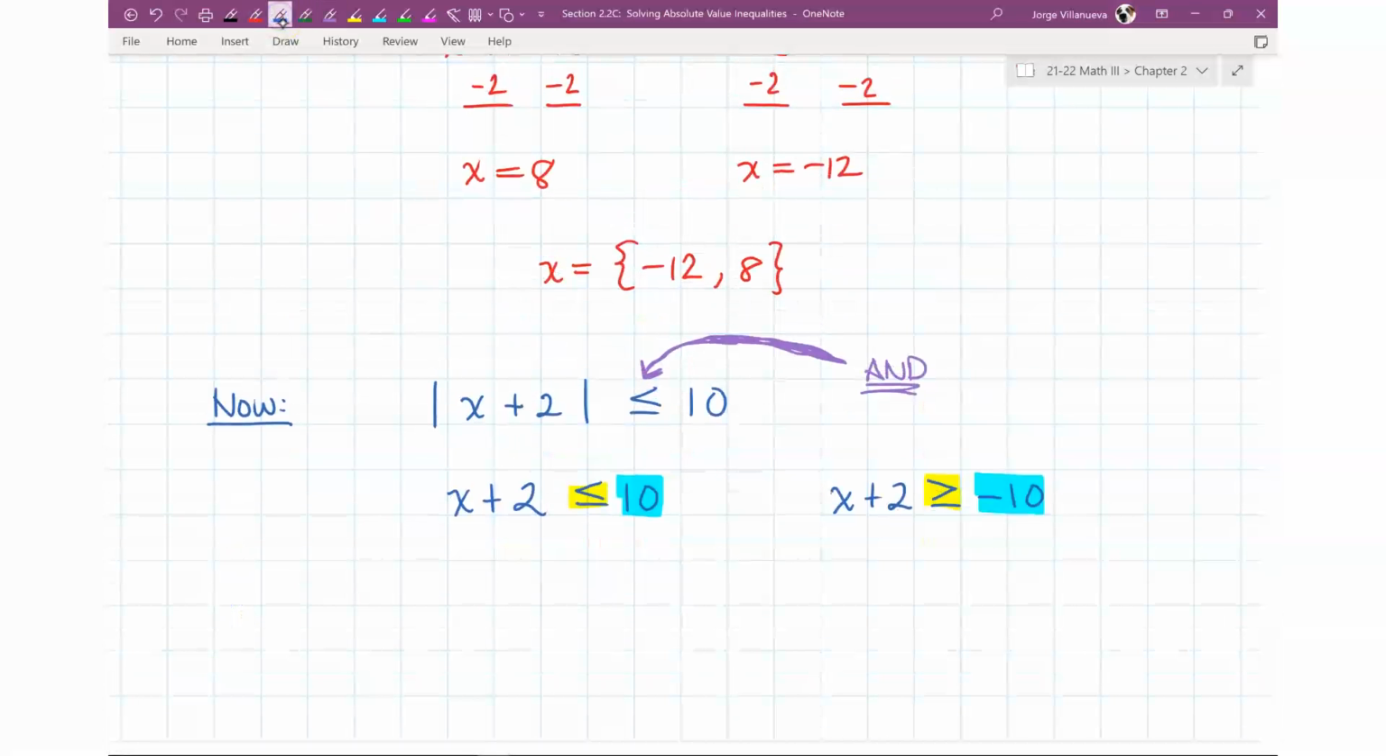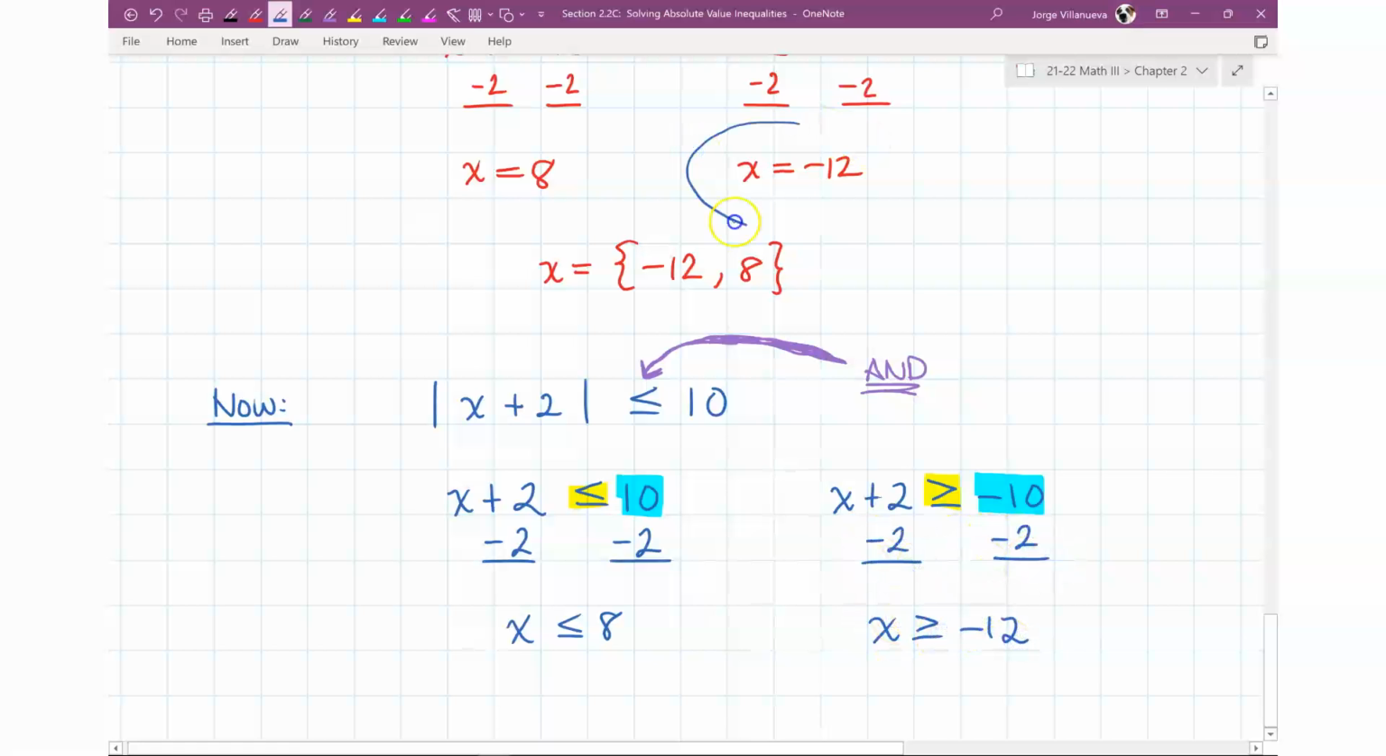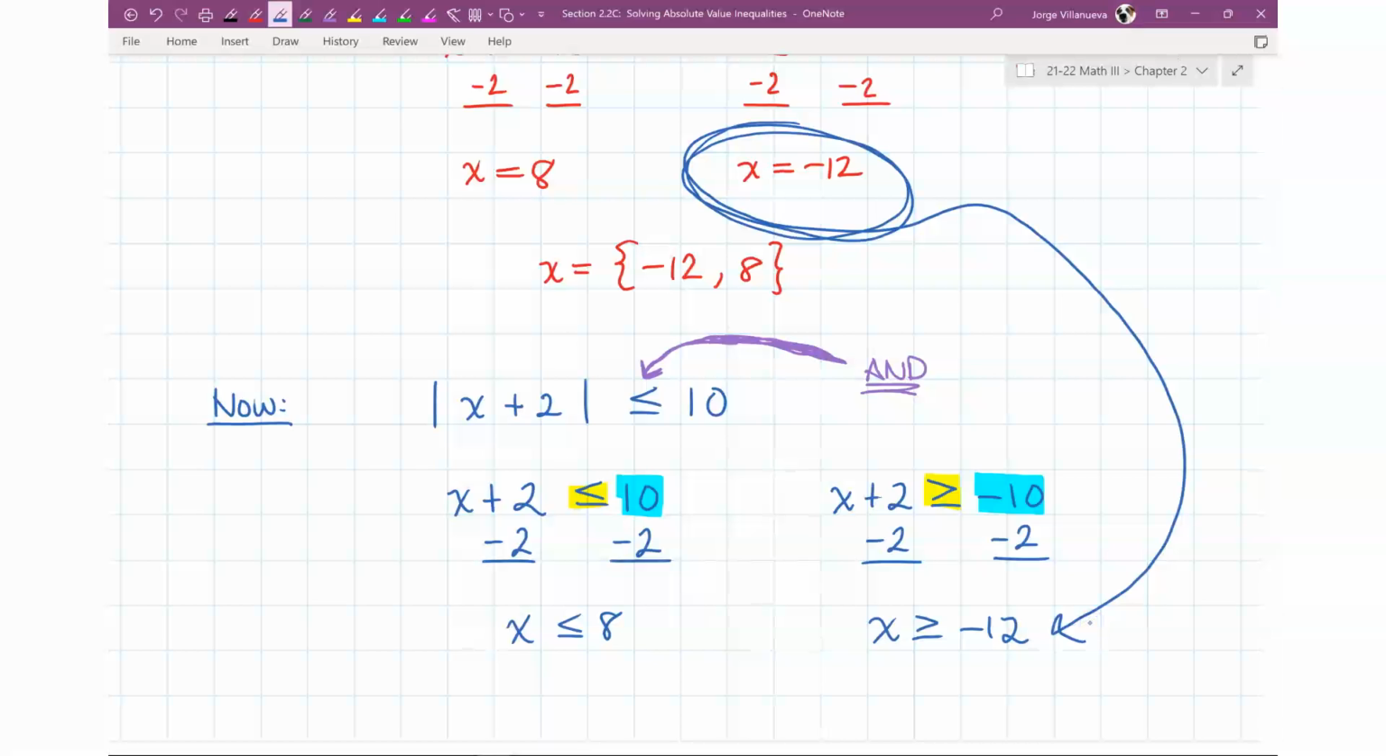So on the left inequality, I'm going to subtract 2. I get x less than or equal to 8. Notice the similarity here, that one and that one. The only difference is the symbol. And then let's solve the other one. We'll subtract 2. So we get x greater than or equal to negative 12. Notice again the similarity there. The only difference is the inequality. But notice how the work was done identically. There was no difference.